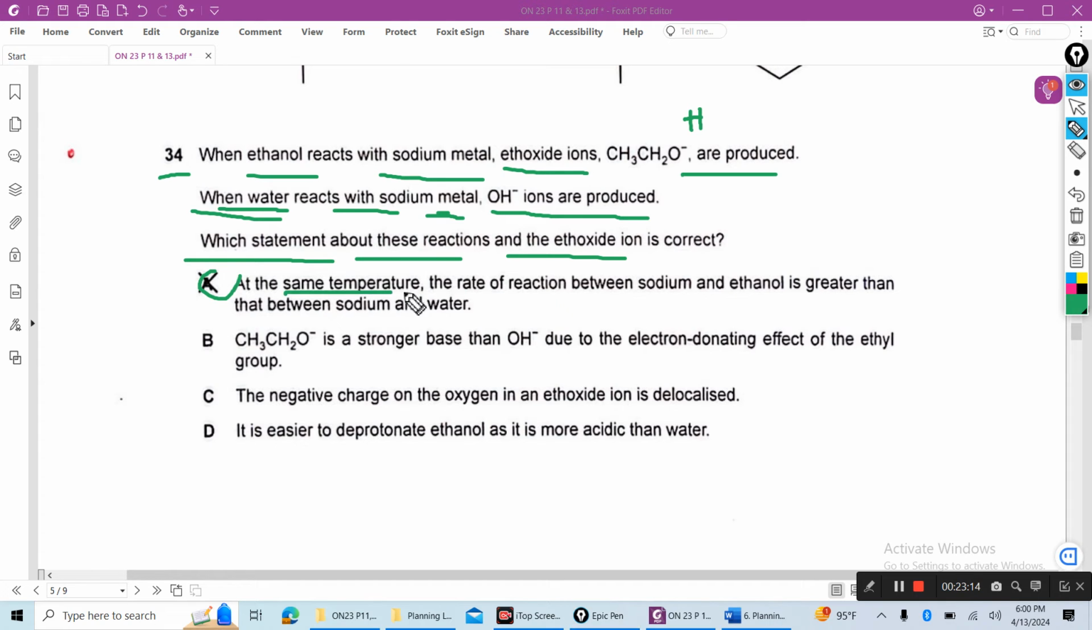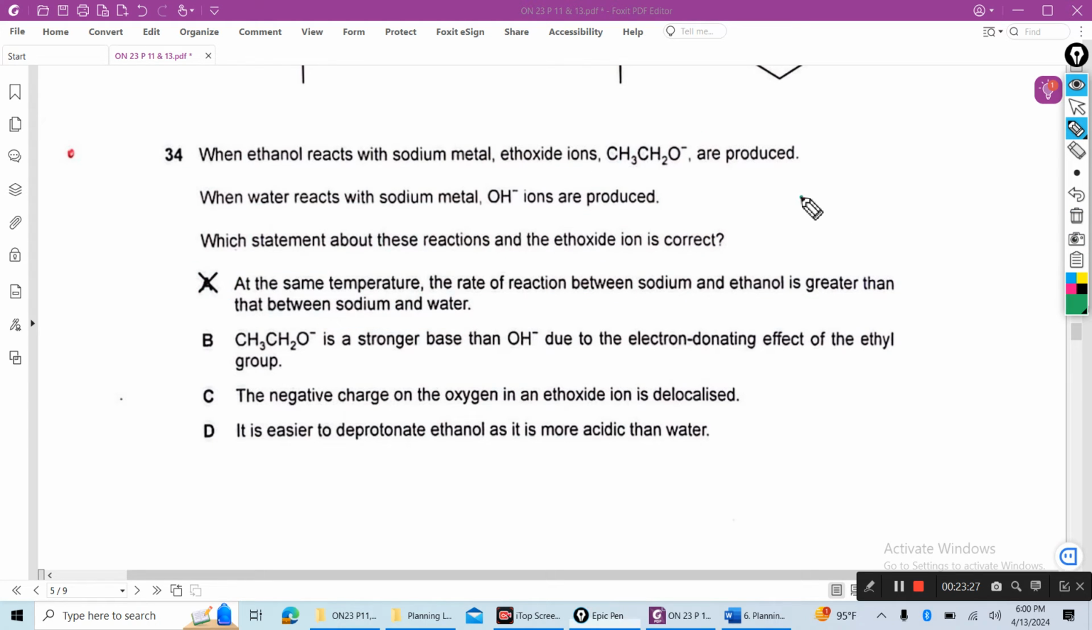Why? At the same temperature, the rate of reaction between sodium and ethanol is greater than that between sodium and water, because when ethoxide ion is formed, ethoxide ion is stabilized. That's why answer A is the correct answer. But hydroxide ions are not stable.